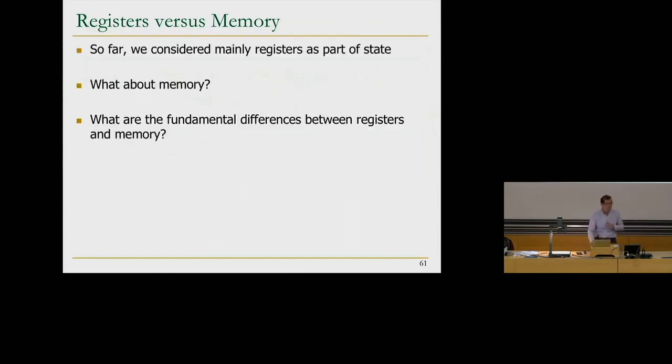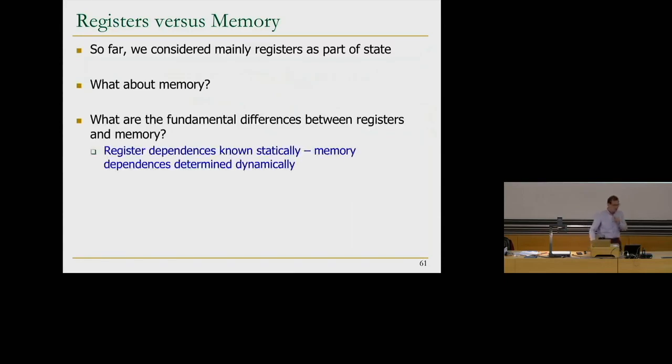What about memory? There are multiple fundamental differences between memory and registers. The first one is really interesting because it's going to cause a lot of complexity and headache in the design. Register dependencies are known statically, meaning you look at an instruction, it sources register 3, you know the sources, you know the destination. Good, you can do renaming easily, right? Because you know everything at the front end of the machine after you decode the instruction. But memory, you need to execute the instruction a little bit to get the address.